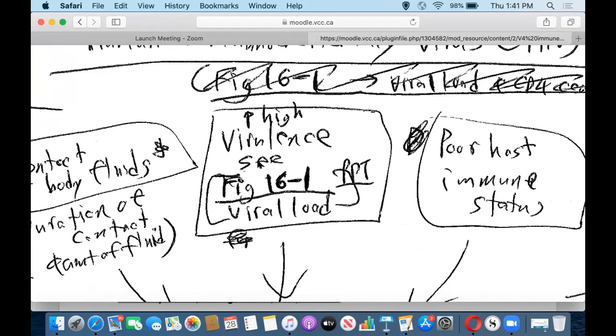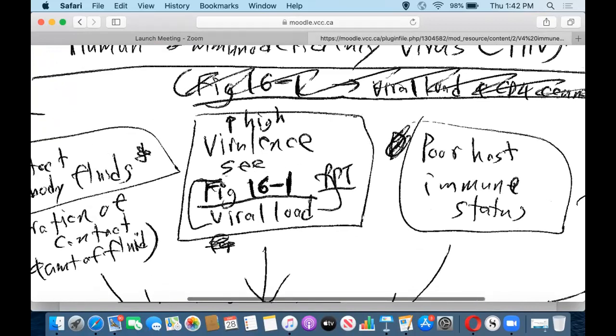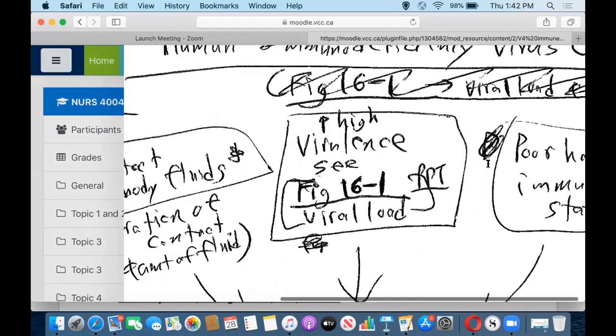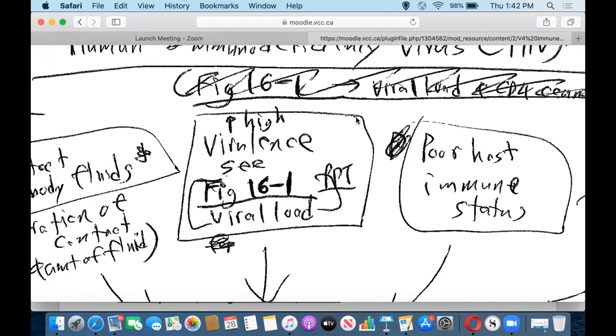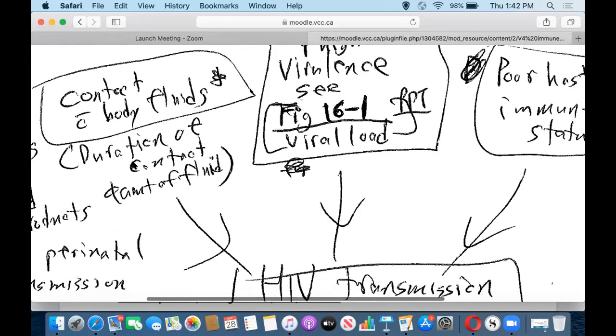Was their HIV virus level high in their blood or was it low? That's going to have a factor determining infection as well. And then, of course, what is the status of the person being infected? Is their immune system strong? Is it weak? Again, probably the biggest single determining factor, the single biggest way to avoid it is to avoid contact with bodily fluids.